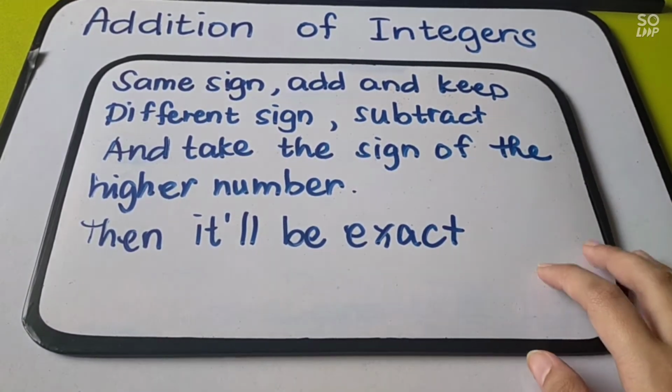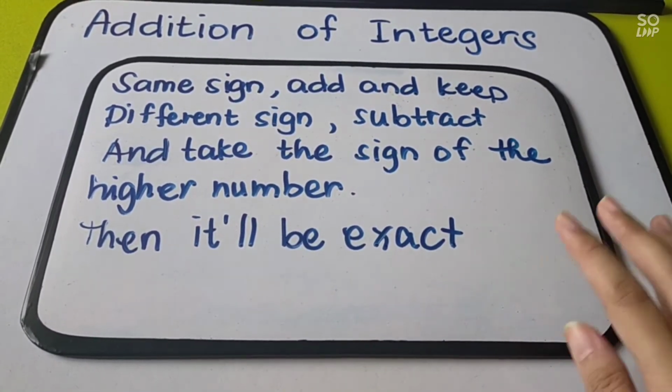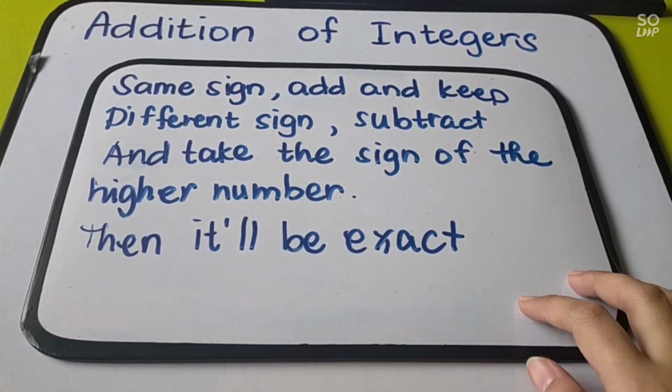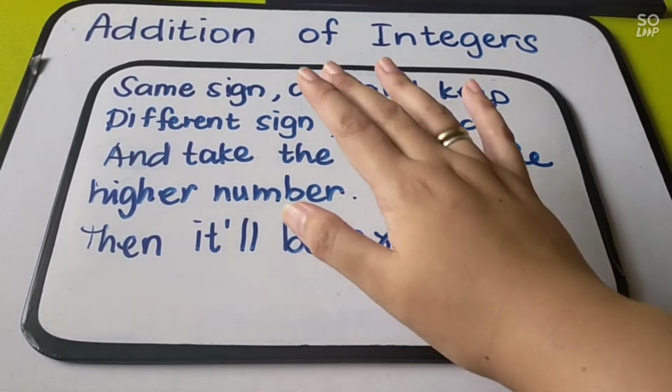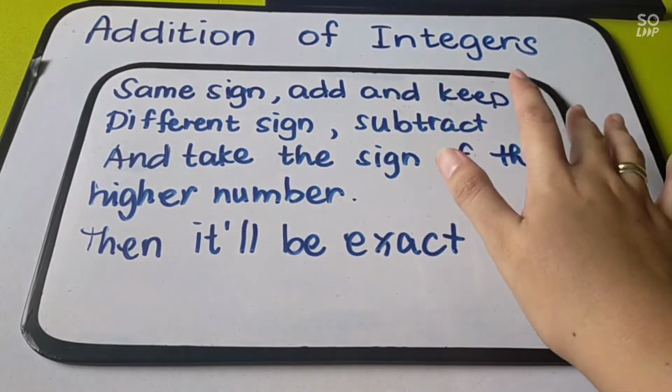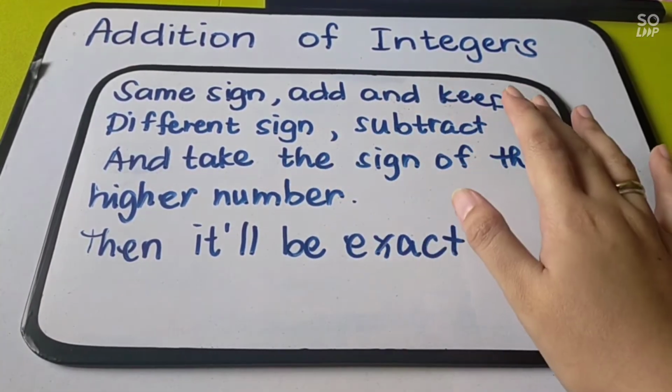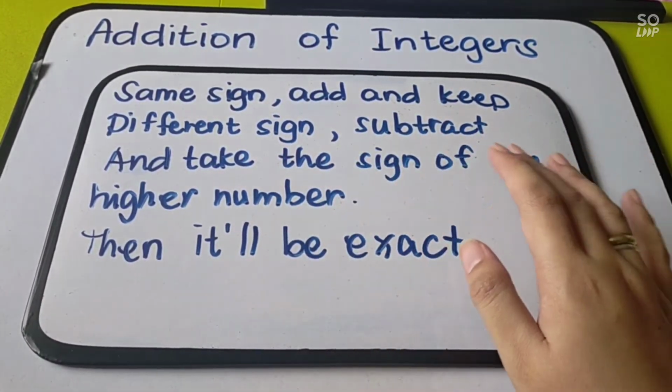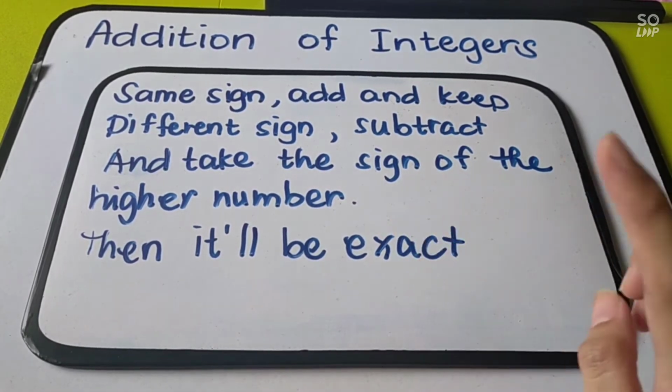So, this one is in the tune of Row, Row, Row Your Boat. So, let us sing. Same sign, add and keep, different sign, subtract. Take the sign of the higher number, then it be exact.